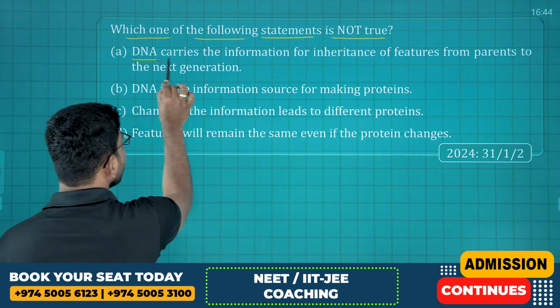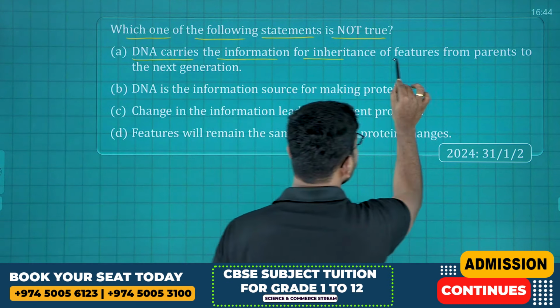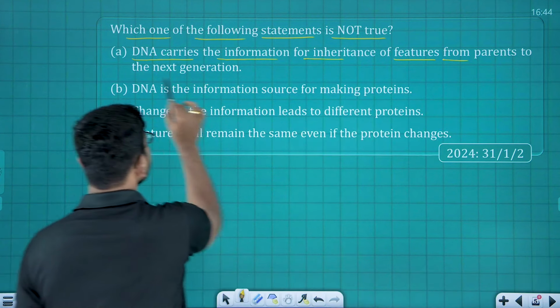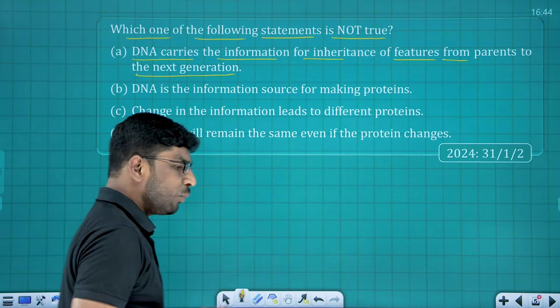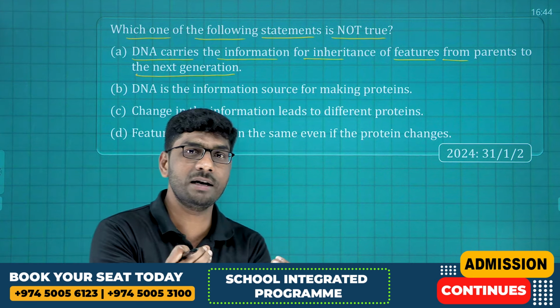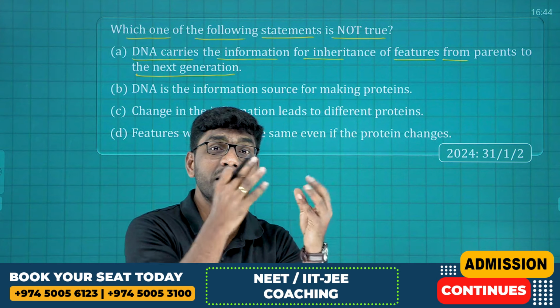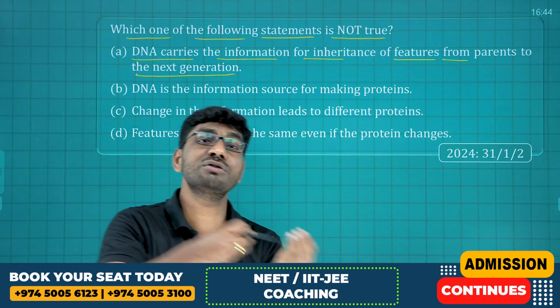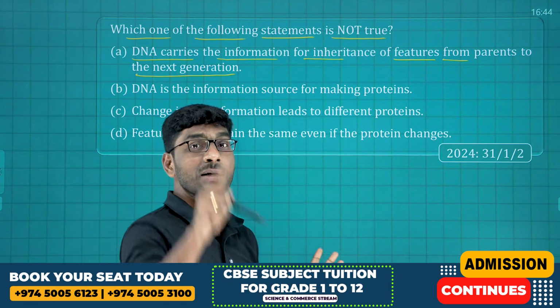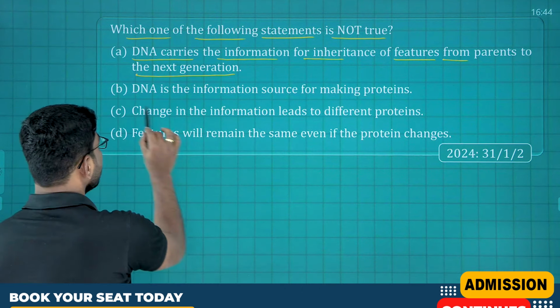Statement number 1. DNA carries the information for inheritance of features from parents to the next generation. What is our blueprint? What is exactly our genetic material? DNA is a genetic material. DNA can carry the inherited information from generation to generation. This statement is correct. They're asking not true, that means the incorrect statement.